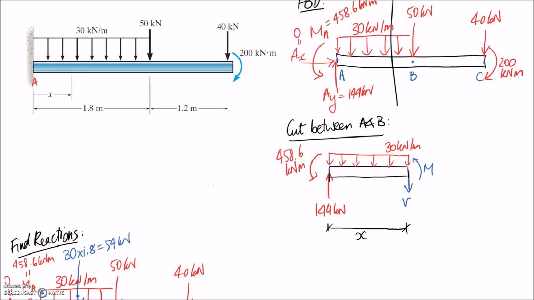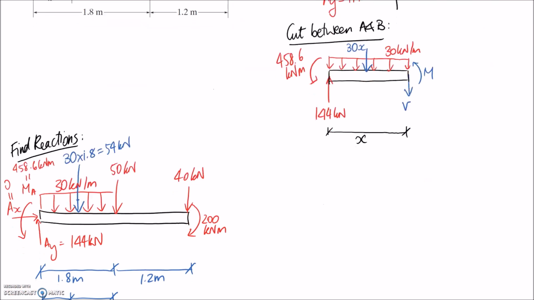So in order to work out this V and M value, again I'm going to need to simplify this distributed load. So I'm going to make it a point load acting through the centroid of my rectangle. And the size of it is going to be the 30 kilonewtons per meter multiplied by the number of meters, which is X. So let's go ahead now and work out V and M.